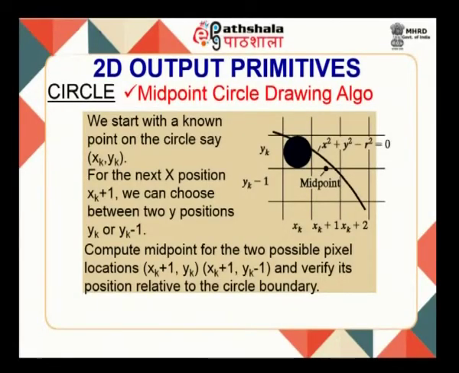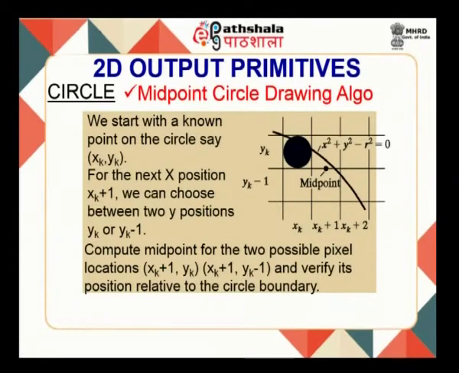Now, how do we know where the midpoint is with respect to the circle boundary? Take the coordinates of the midpoint and substitute the x value and y value in the equation x squared plus y squared minus r squared, and see if it is equal to 0, less than 0, or greater than 0.